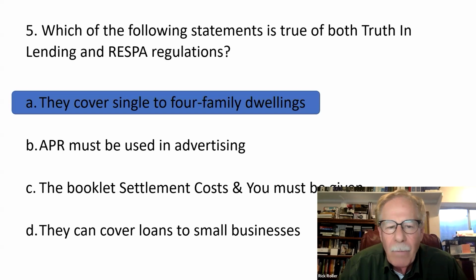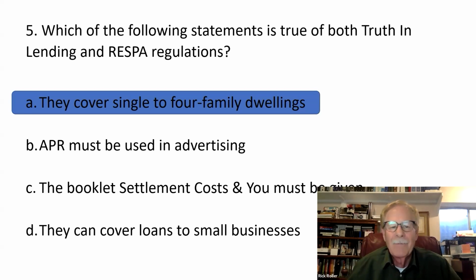But anyway, of the following statements true of both Truth in Lending and RESPA, A, they cover single to 4 family dwellings. These are consumer protection type laws. So if you're buying a 24-unit apartment building, you're supposed to be a sophisticated investor that doesn't get the protection from Truth in Lending and RESPA.